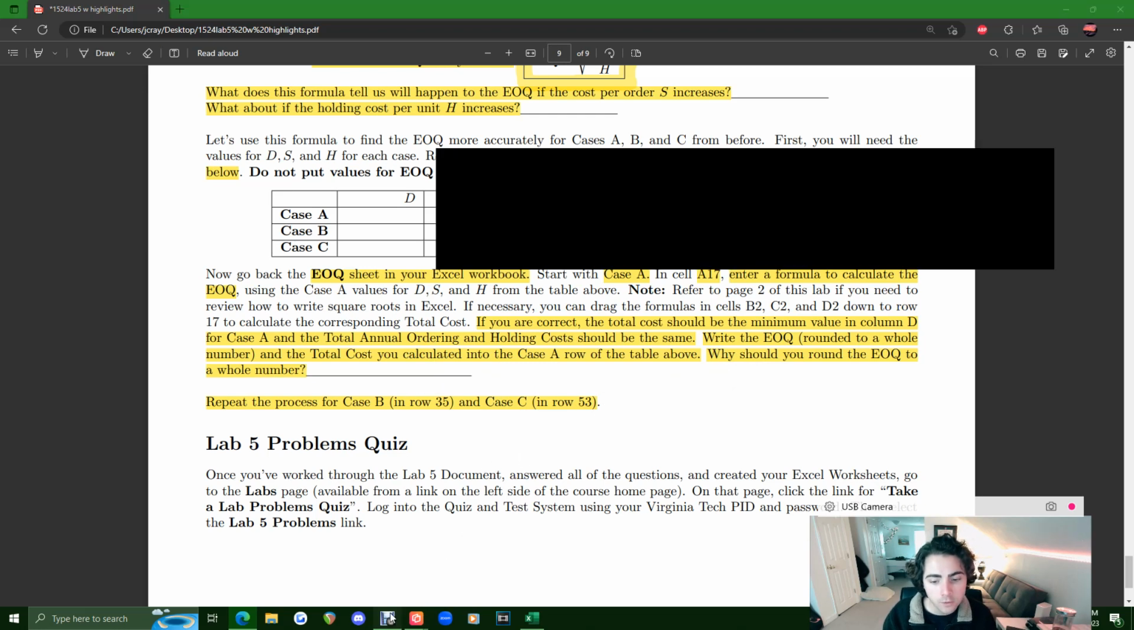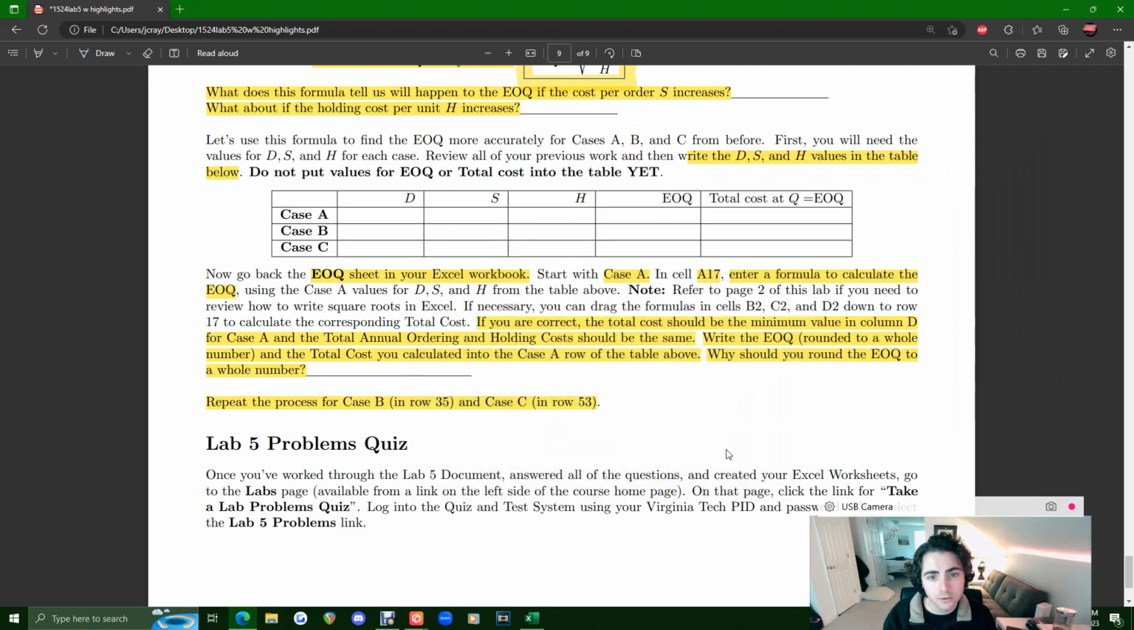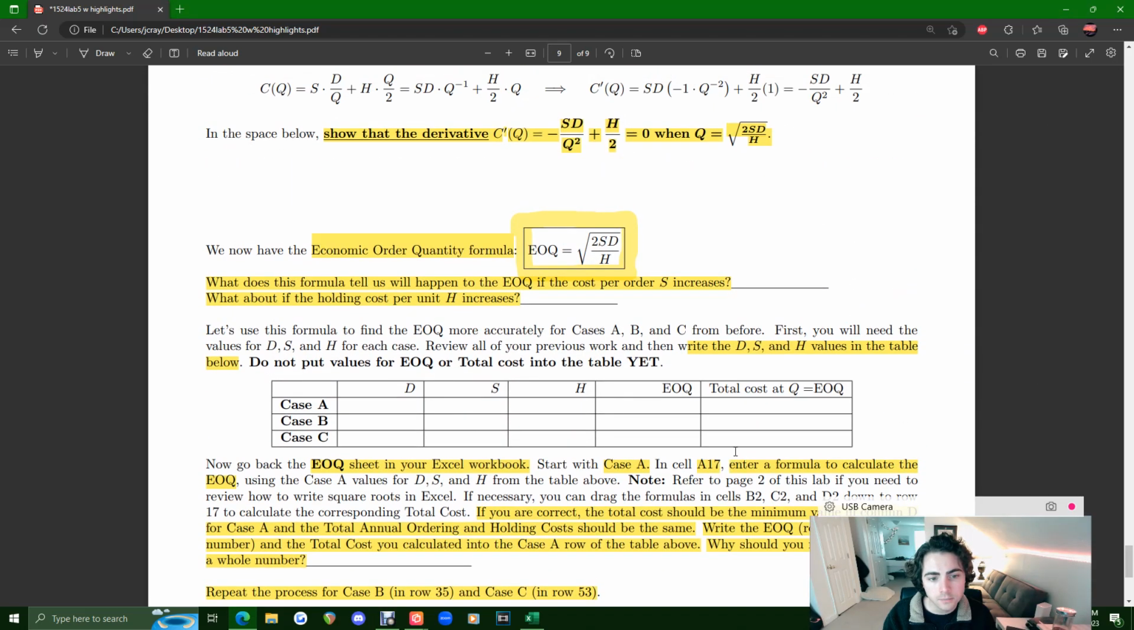All right, we crushed that. That was shorter than the last lab. That's crazy. Okay. Very long lab, super fun lab.